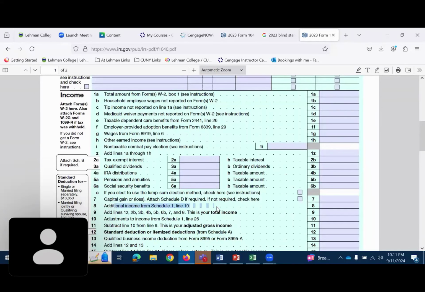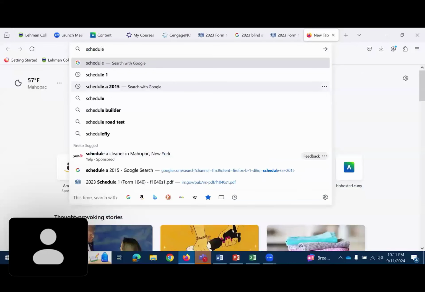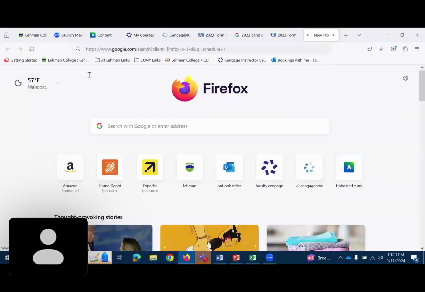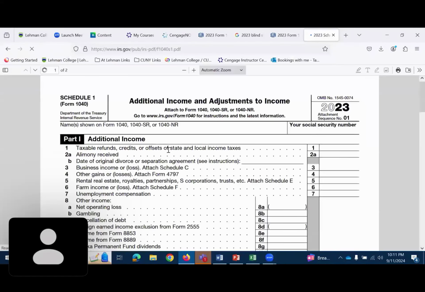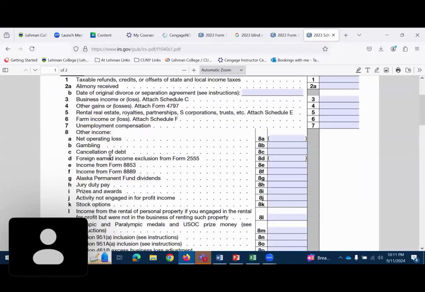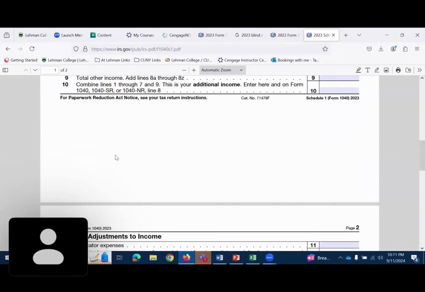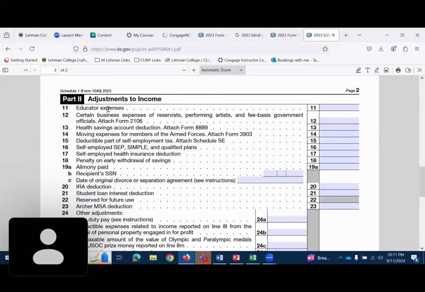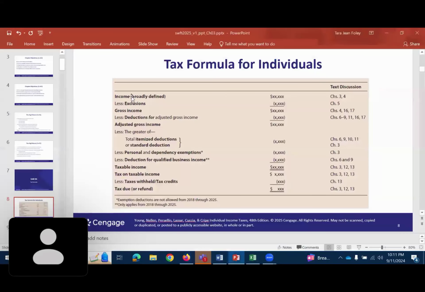So you need to look at these different schedules, right? Because on the Schedule 1, we have the first page are other types of income that you add. And the second page are adjustments to income, which are mostly expenses, which are deductions or IRA deductions. So your exclusions are kind of mixed in. It's like your income minus your exclusions is your gross income, minus your deductions for gross income.